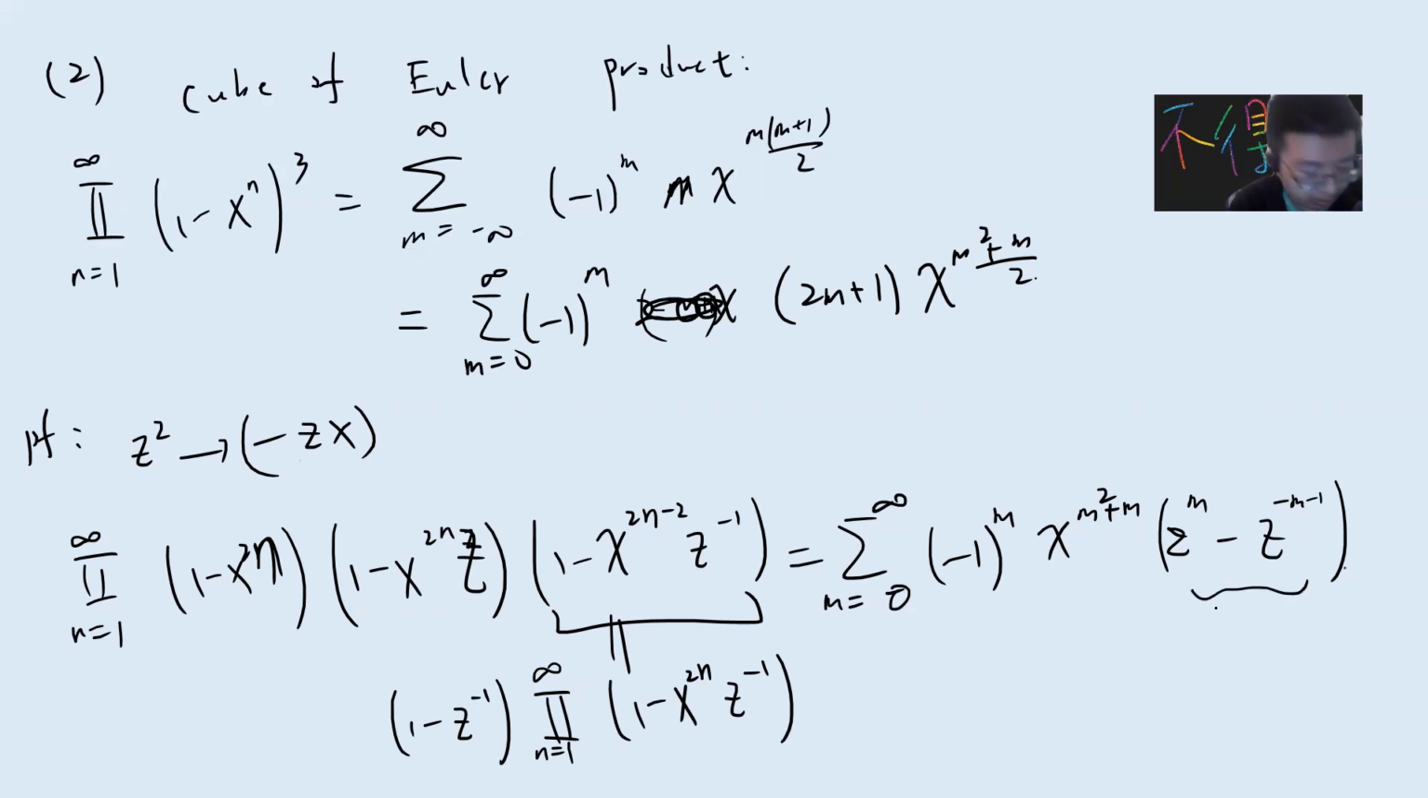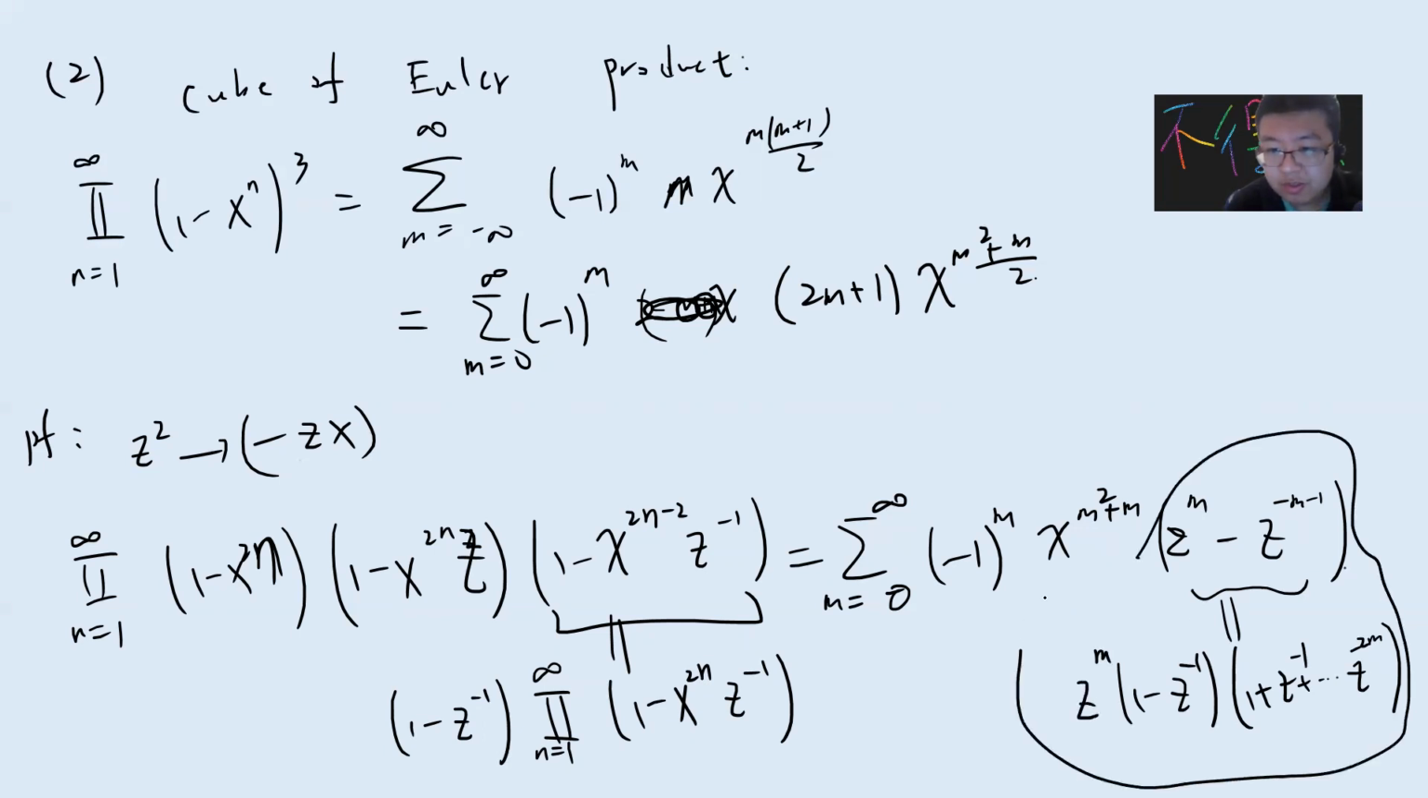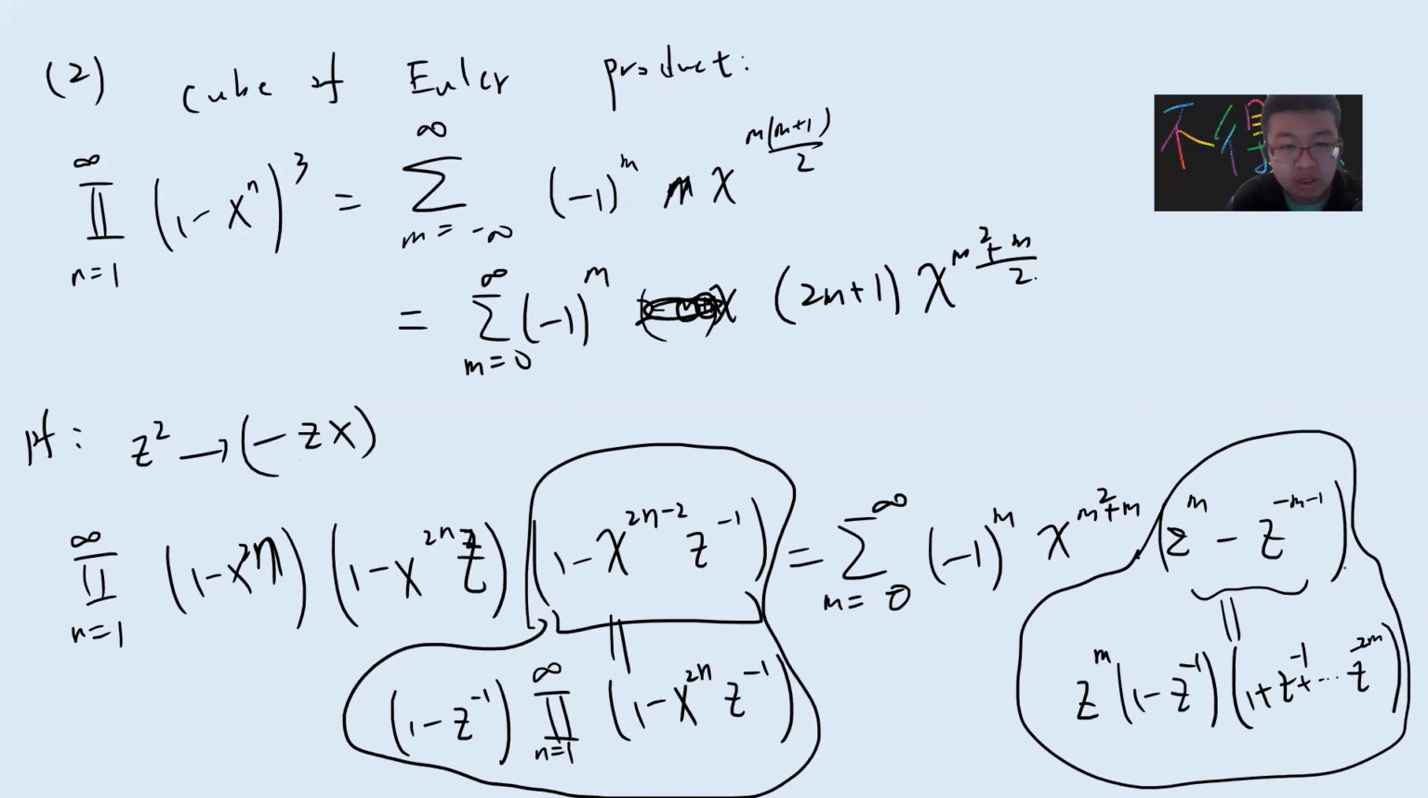Okay, then you can write this in terms of (1 - z^-1), and the (1 + (-1) of the z) up to z^-2m, and the times z^m. Okay, so you get this. Okay, so now you can just cancel. Okay, so we can cancel these two. Once you cancel these two, you get this one, up to this one, and this one.